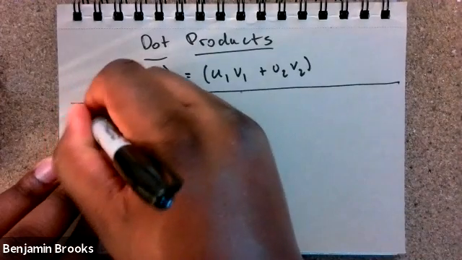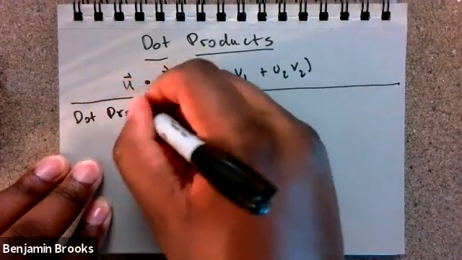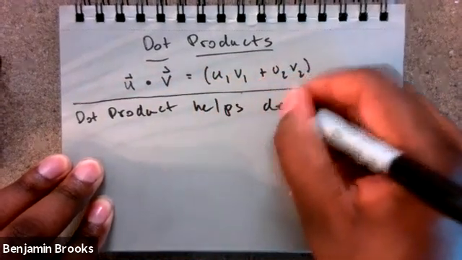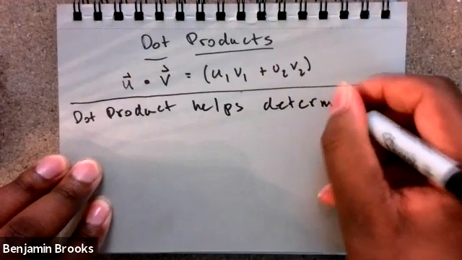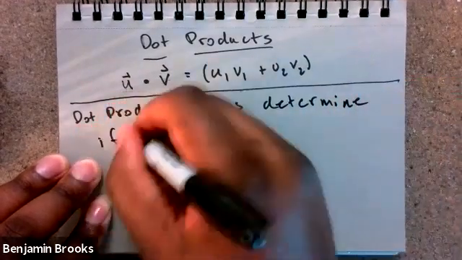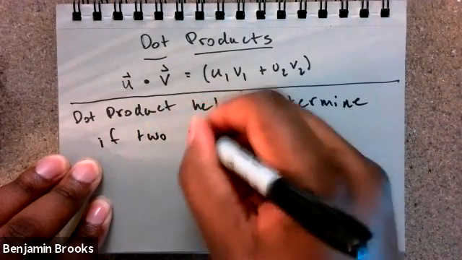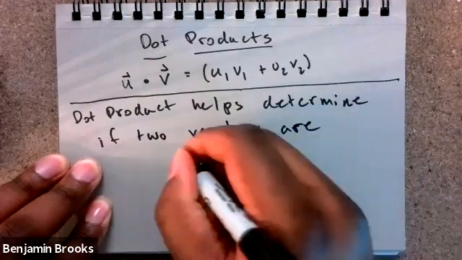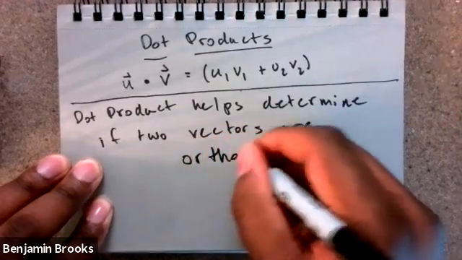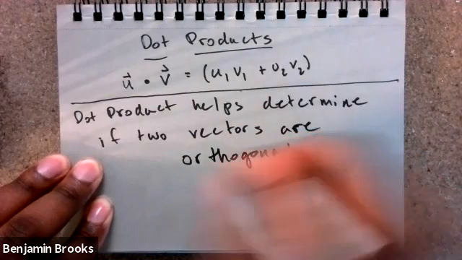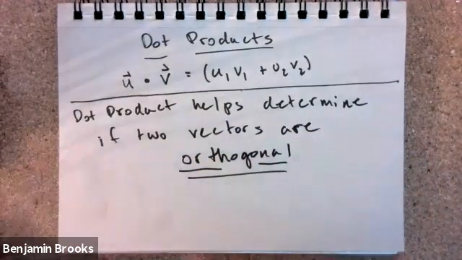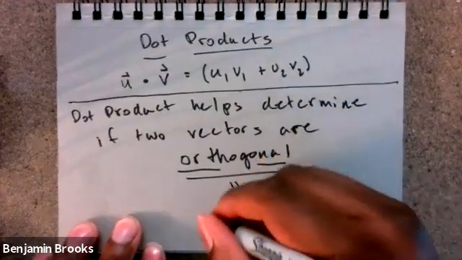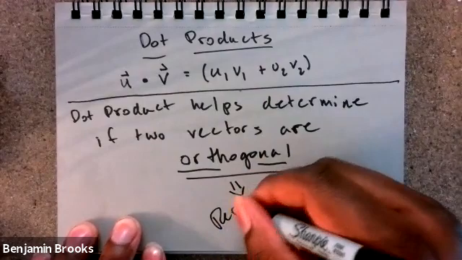So the dot product helps determine if two vectors are orthogonal. Orthogonal is just this fancy term, it just means perpendicular.